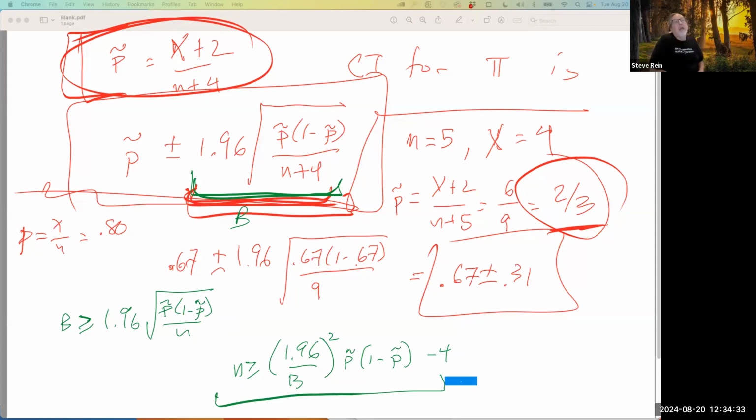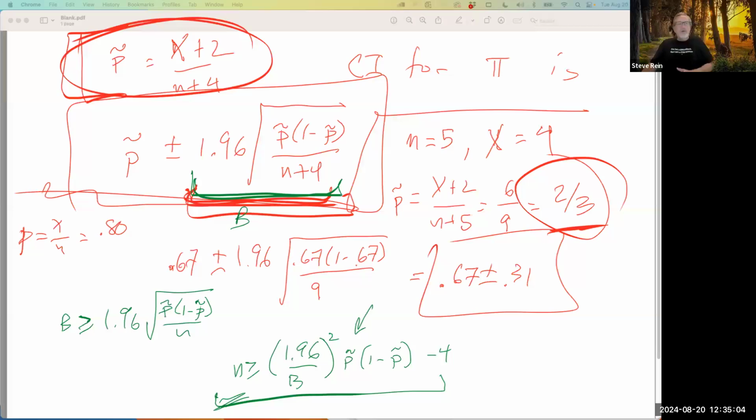And then, like before, with our standard deviation not being known, we had to plug in a sample standard deviation. We need on the right-hand side to plug in a p tilde value to tell me what sample size I'm going to need to estimate pi with p tilde. I have to know a p tilde on the right-hand side so I can determine the sample size, so I can even calculate p tilde in the first place.